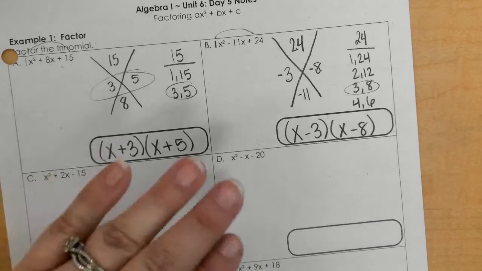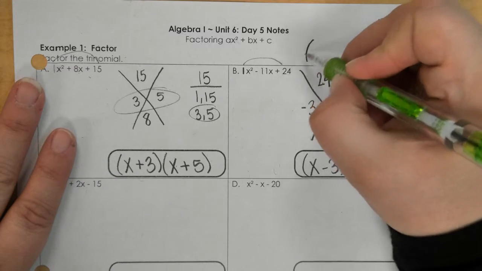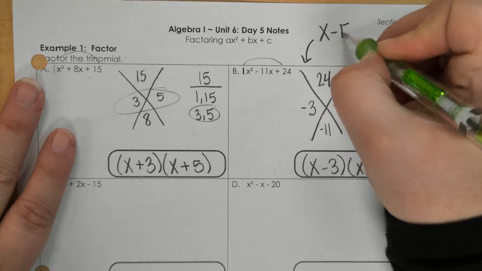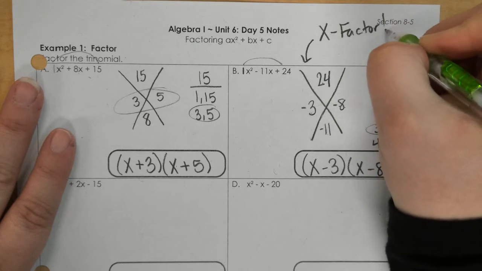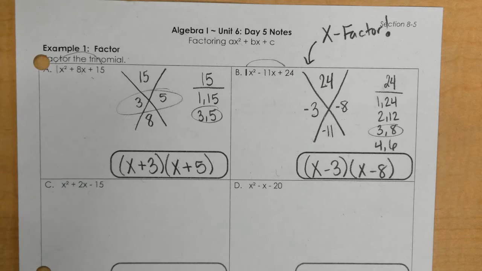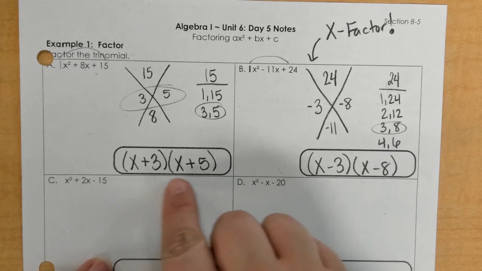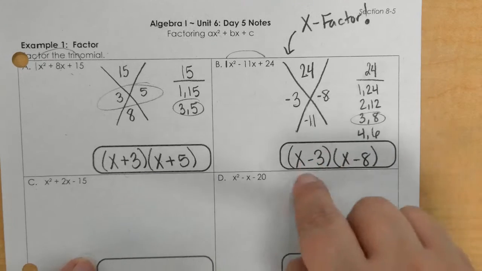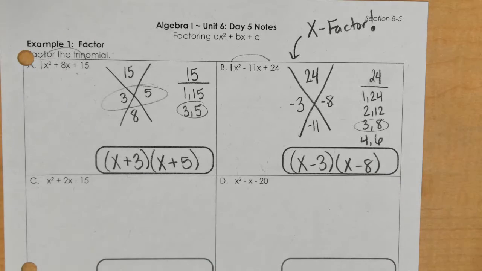So this method with the x is called x factor. Okay? And we're using it to write our answer in factored form. So this right here is called factored form. Okay, so we use the x factor to write our answer in factored form.